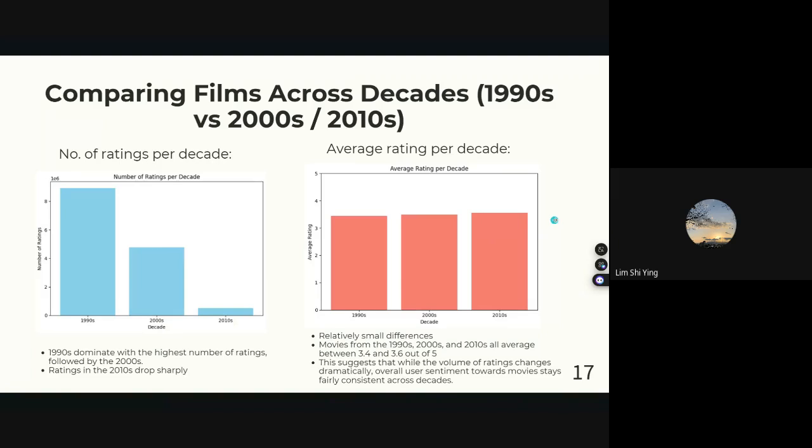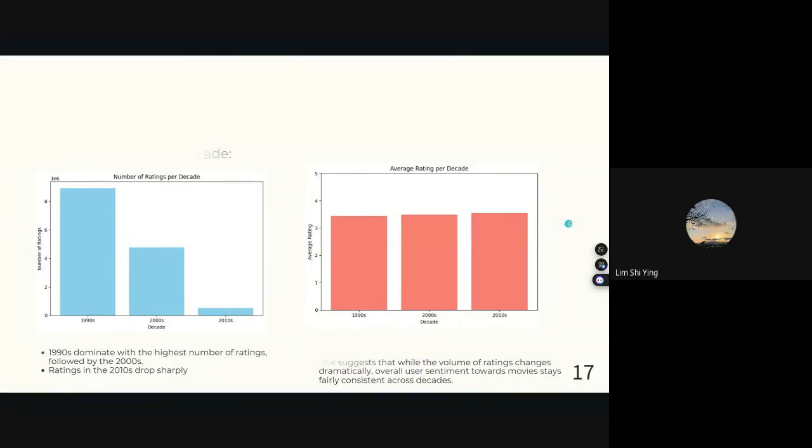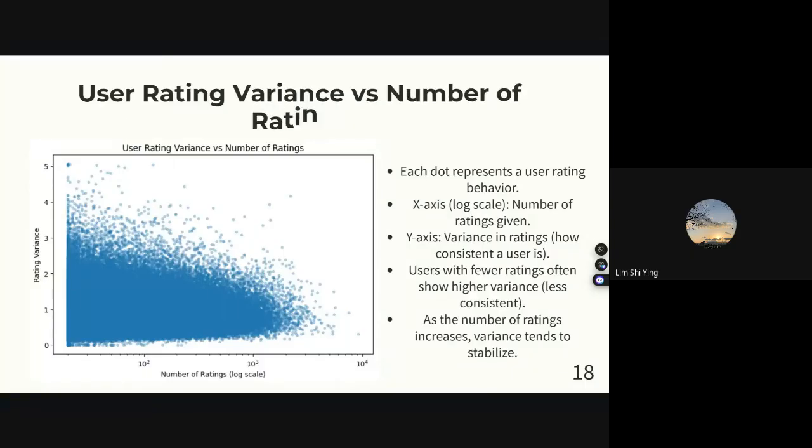Here we see the distributions across decades. So the 1990s dominate with the highest number of ratings, followed by the 2000s. The ratings in the 2010s dropped sharply. This is mainly because our data set only runs until 2015, so the later decade is incomplete. Movies from the 1990s, 2000s, and 2010s all average between 3 and 4.